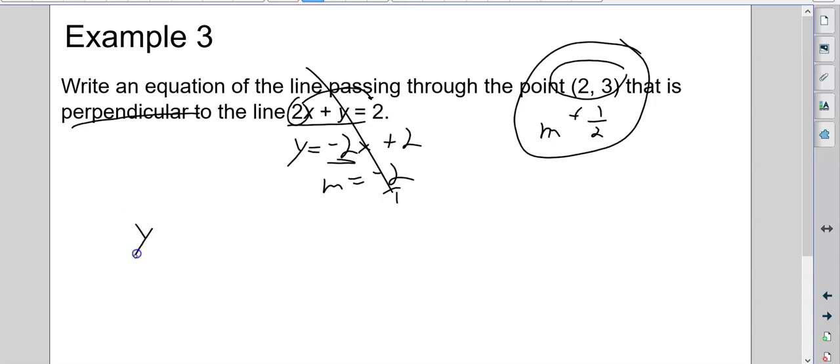Now I'm just going to do the same thing. Y equals mx plus b. I start with the skeleton every time. My y is 3. My m is 1/2. My x is 2. And I have plus b.